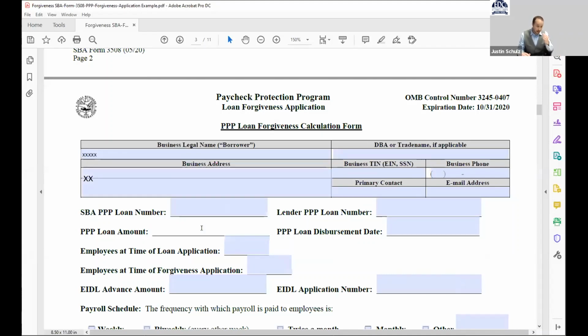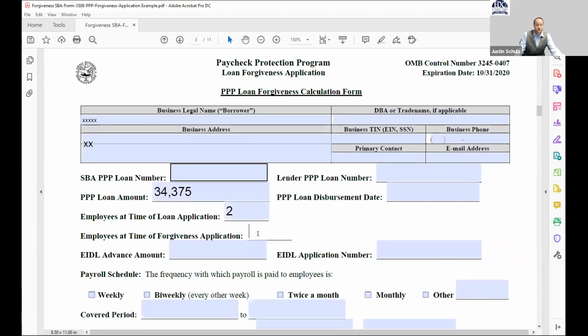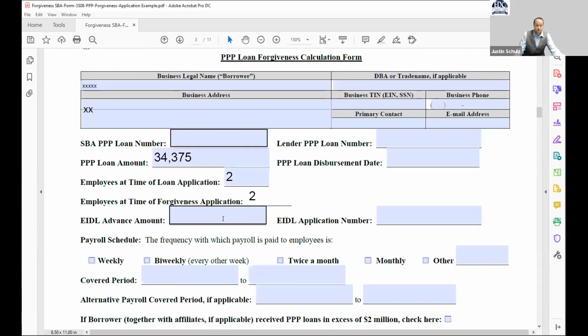What you're going to do is type in your PPP loan amount. If you remember, I said that the total compensation in all of this was $165,000, that would have come out to a loan amount of $34,375. Employees at the time of application were 2. Employees at the time of forgiveness were 2.